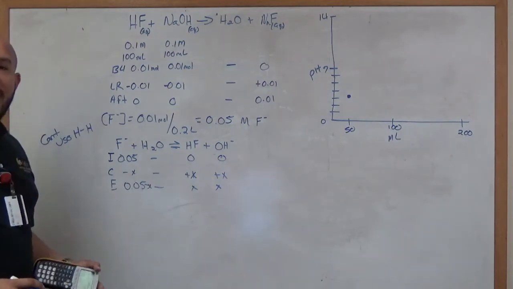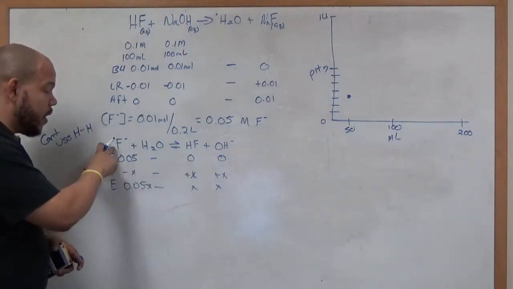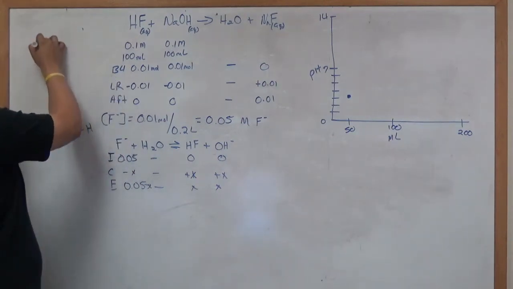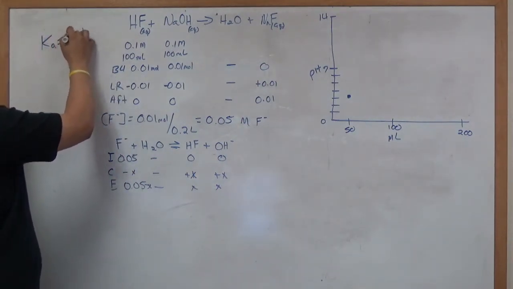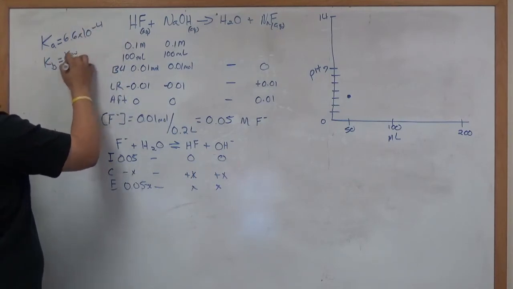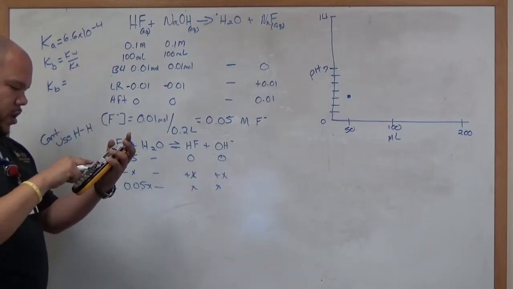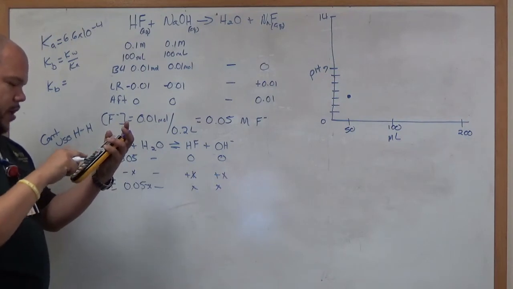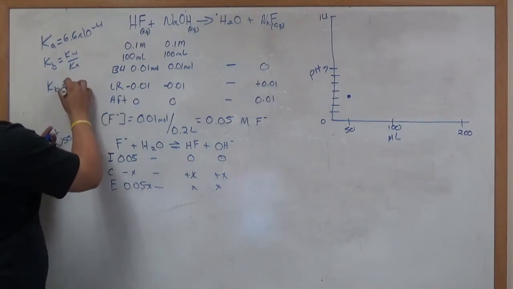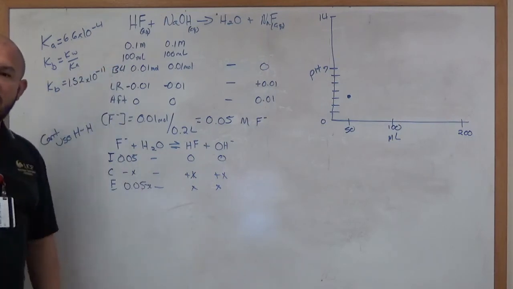Very important, once you complete the ICE table, to recognize that we are now dealing with F minus, which is not HF, which means that we need to find the Kb. So if we know the Ka is 6.6 times 10 to the negative 4, then we know that Kb is equal to Kw over Ka. So Kb is equal to 1e-14 divided by 6.6e-4. We're dealing with 1.52 times 10 to the negative 11 as our new Kb.